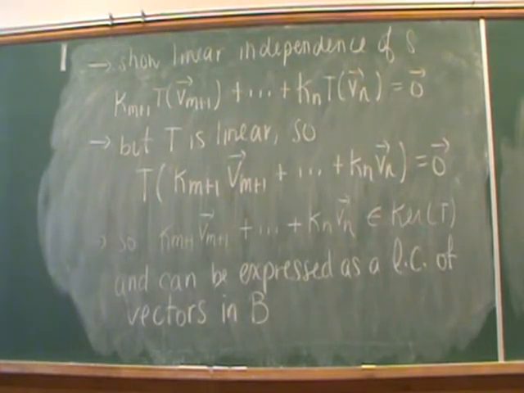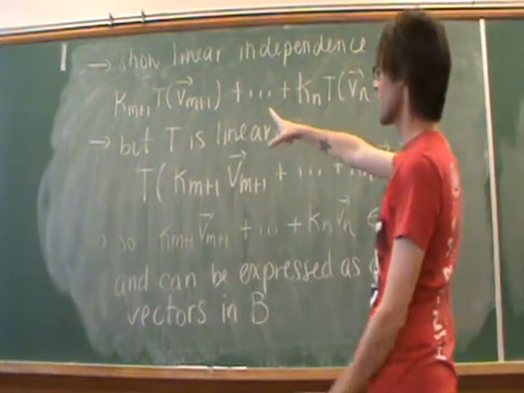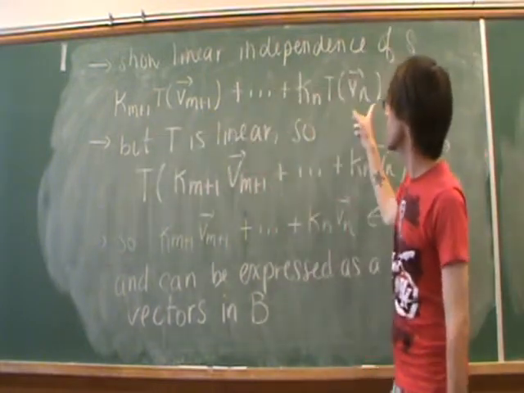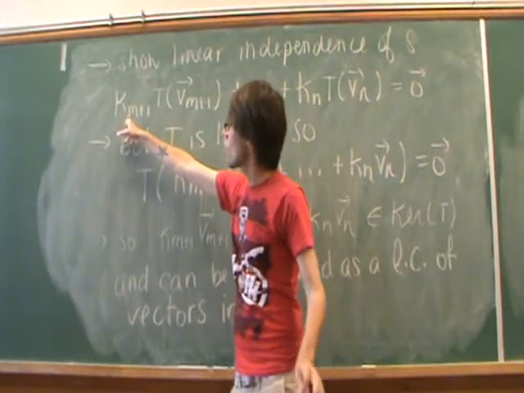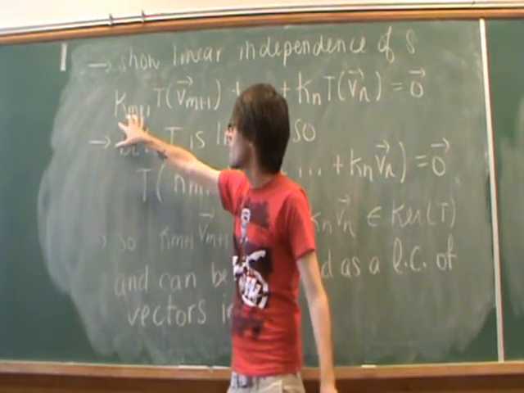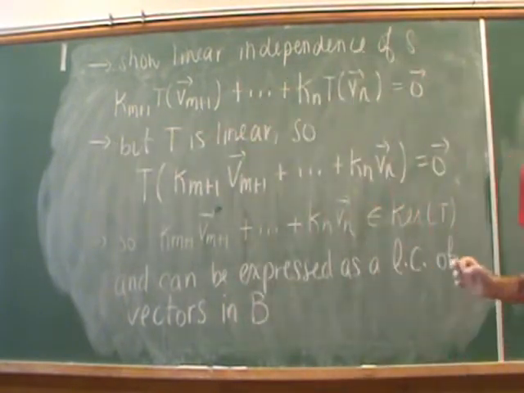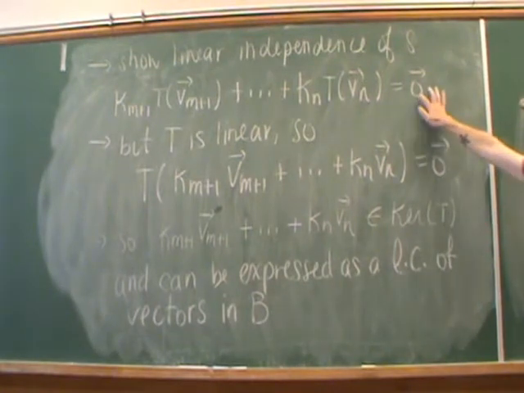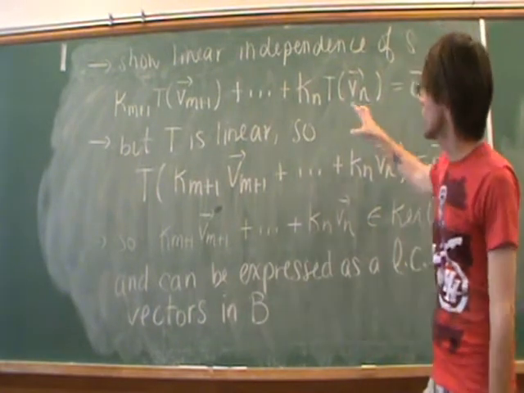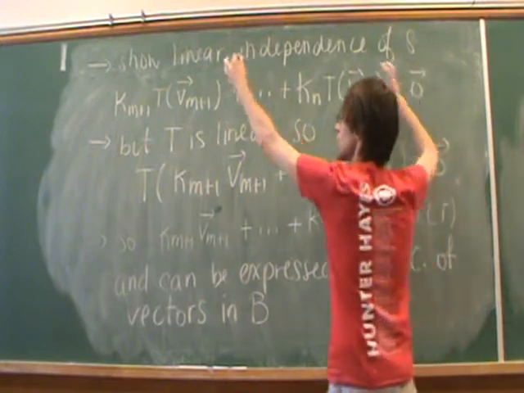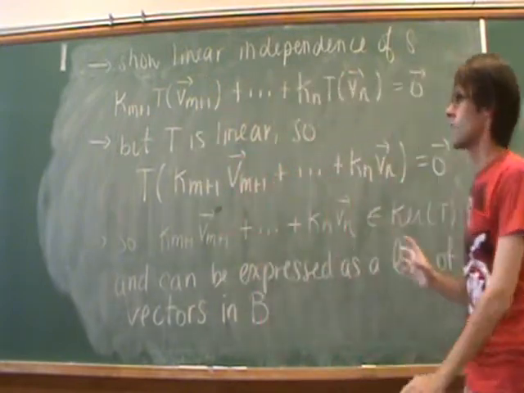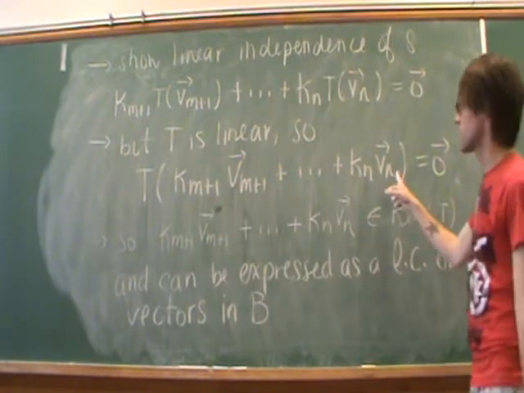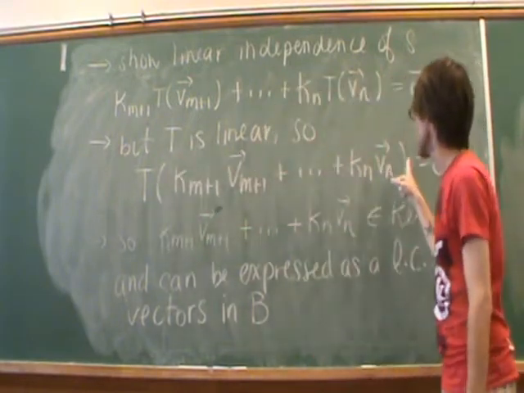This is where things start to get a little crazy. What we're going to do is try to show that this set S is linearly independent. So we're going to set up the linear independence equation. That's what you see right here. I've used all of these k's as the coefficients of our vectors here, and I set it equal to the 0 vector of W. We know that T is linear, so we can combine everything on the left-hand side of this equation to get this expression right here.